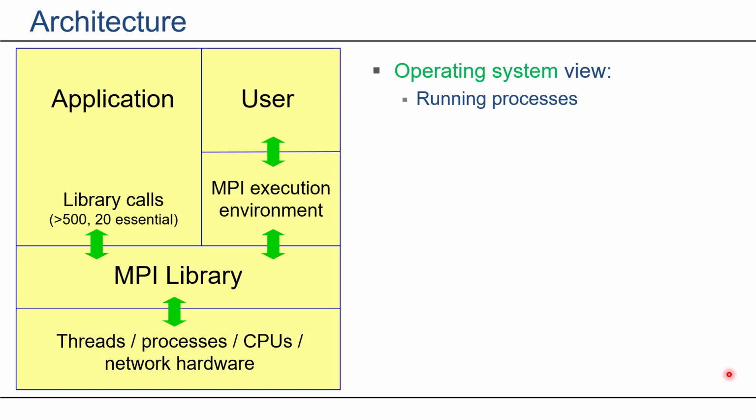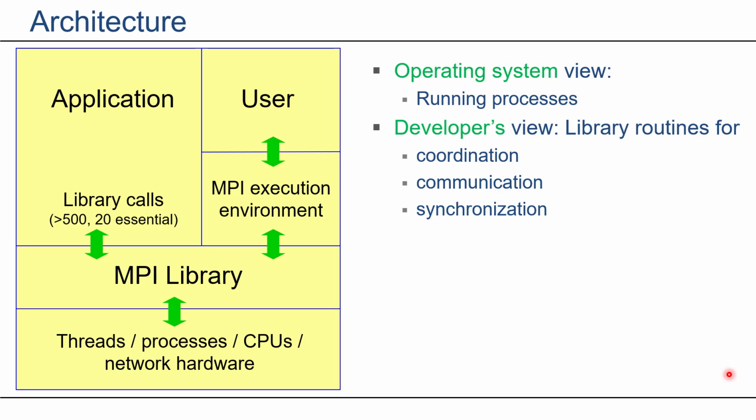First of all, some words about the architecture of MPI. From the operating system's point of view, an MPI program is just a bunch of running processes, so it's no different from any other collection of processes running on the system. The developer's view is different. The developer deals with library routines for coordinating those processes, communicating between those processes, and synchronizing those processes.